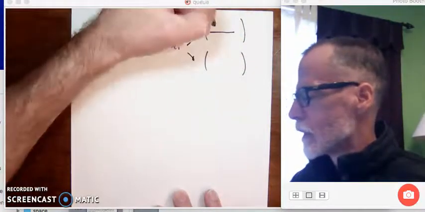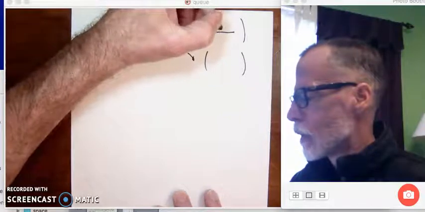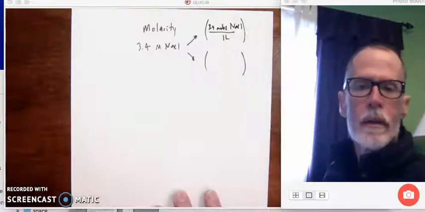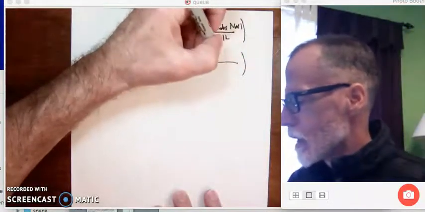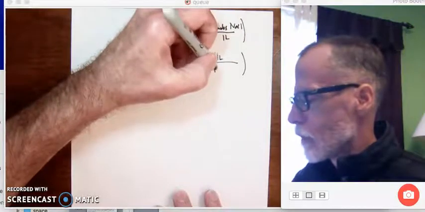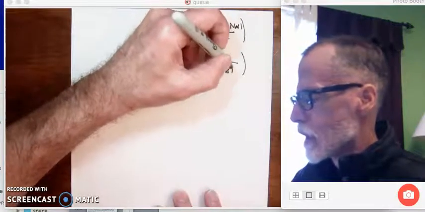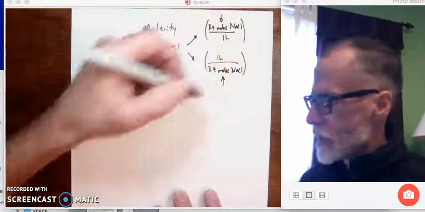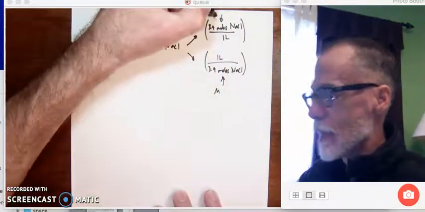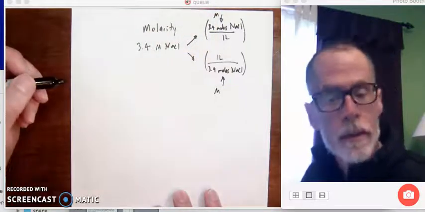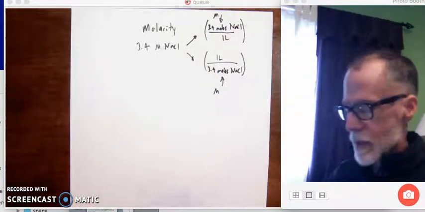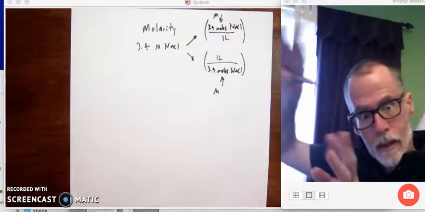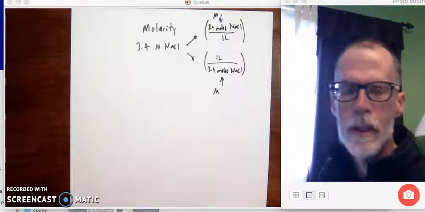You have option 1: 3.4 moles NaCl and 1 liter on the top, or it can be on its head, 3.4 moles NaCl on the bottom. Now you see that? Moles. I have been seeing lots of people putting an M there. It's not. It's moles. And the reason you've got to have moles is because that's how dimensional analysis works, because the next bracket over, the moles will have to cancel. So something to think about.